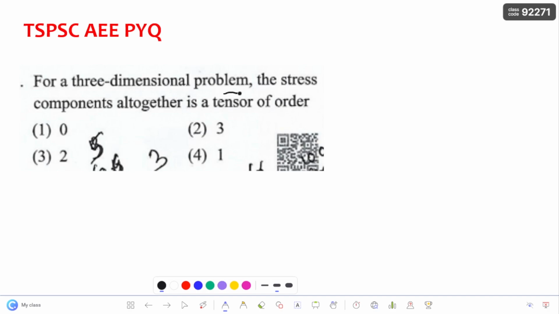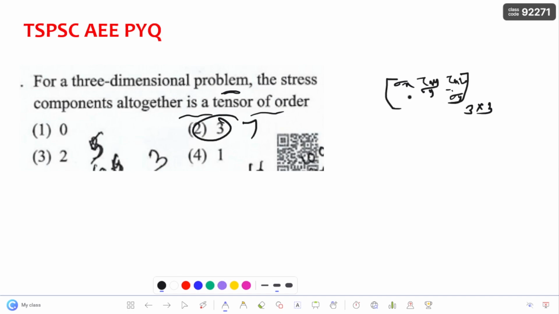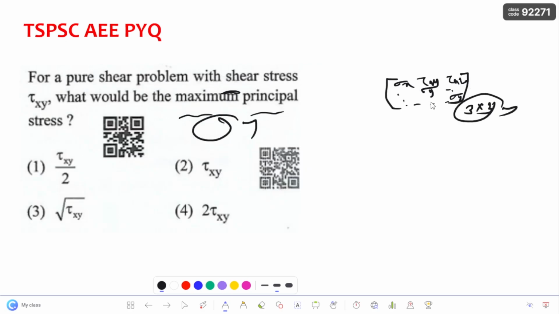For a 3-dimensional problem, the stress components altogether form a tensor of some order. You know the order of tensor, that is a 3 by 3 matrix for the stress tensor. So you can say the order of a three-dimensional problem is 3. You can say sigma x, sigma y, sigma z, tau xy, tau xz, and so on. All stress components will be there. This is the order of a 3 by 3 matrix.